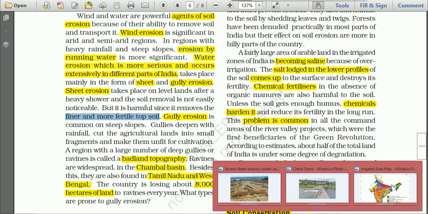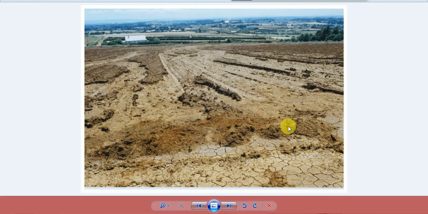And next we have one more photograph. Okay, so this is also a photograph showing sheet erosion, severe sheet erosion. Here the whole surface is removed by the running water.